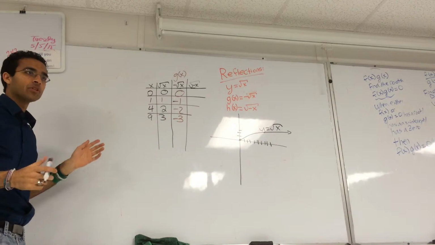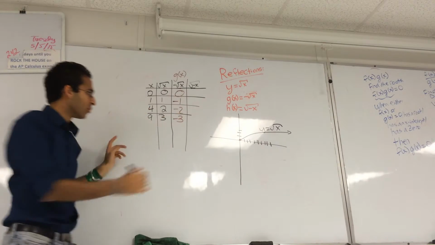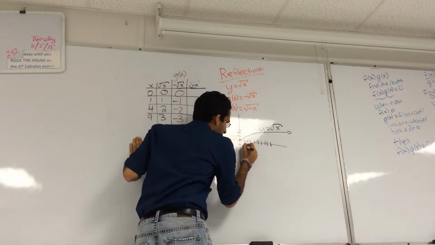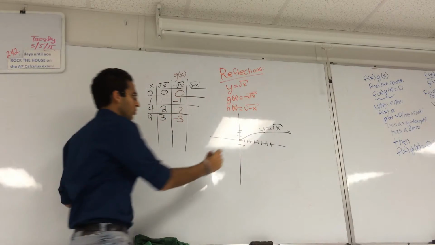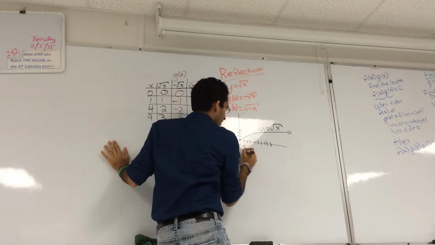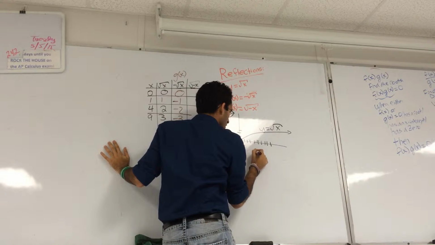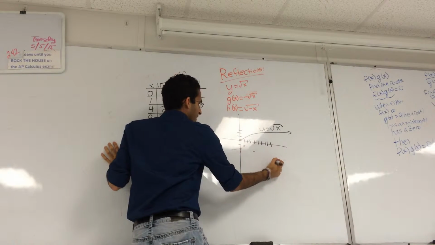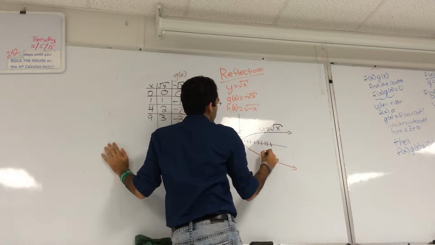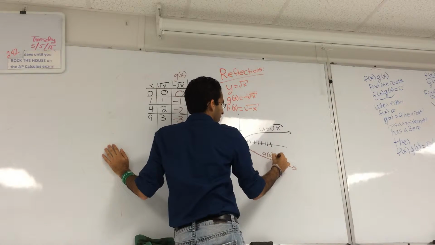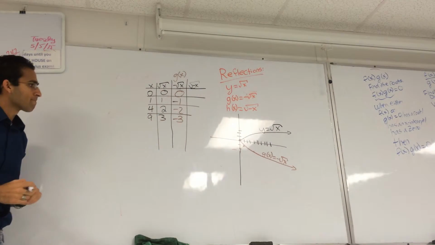So let's go ahead and graph these points. I've got 0, 0. That's already there. I have 1, negative 1. I have 4, negative 2: 1, 2, 3, 4, negative 2, so right down here. And I've got 9, negative 3. So I've got something like this. This is g of x equals negative square root of x. All right.